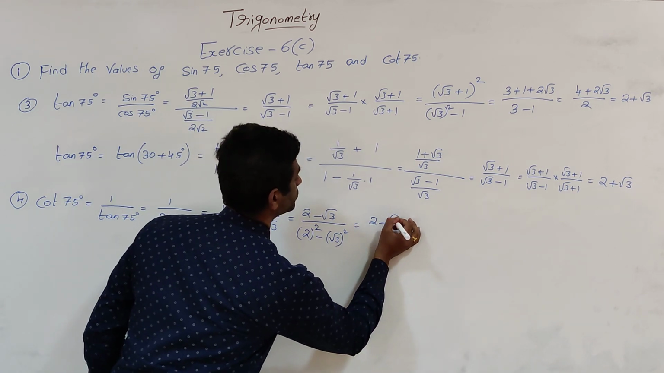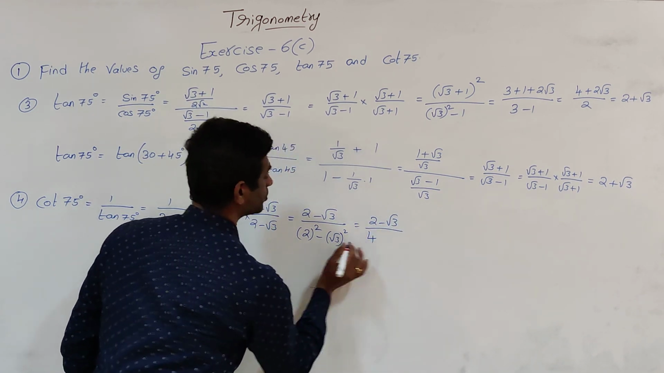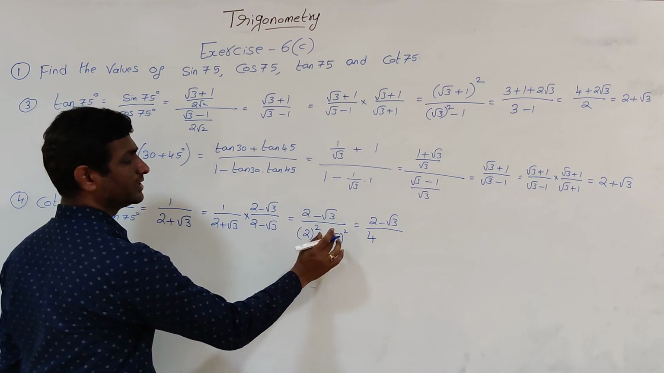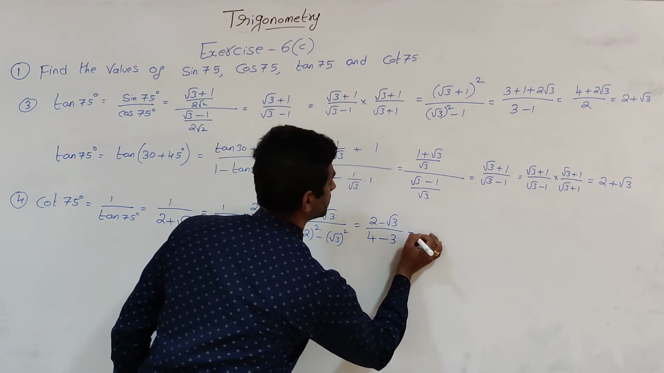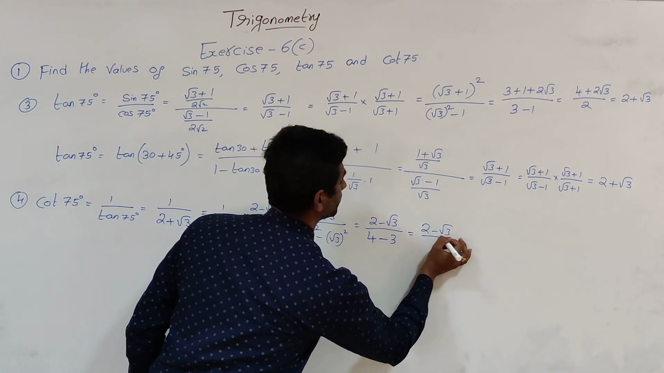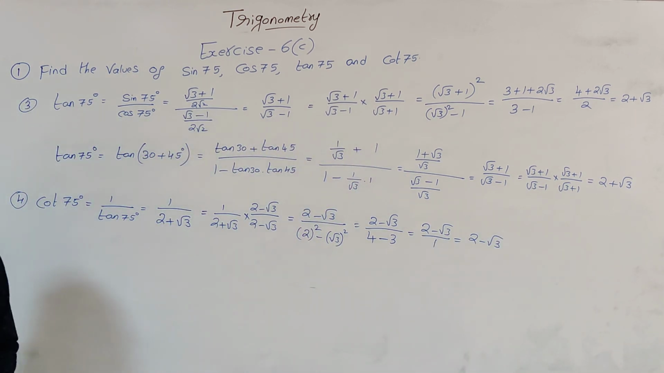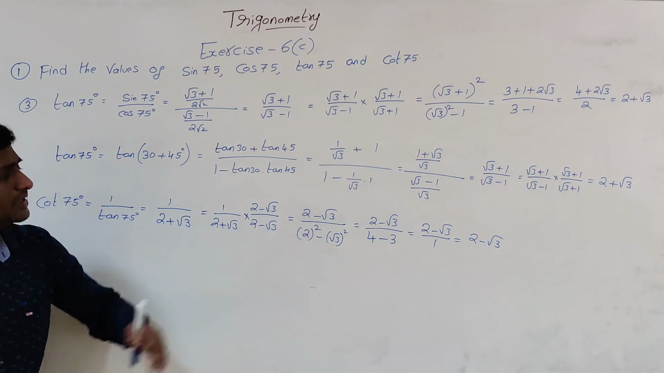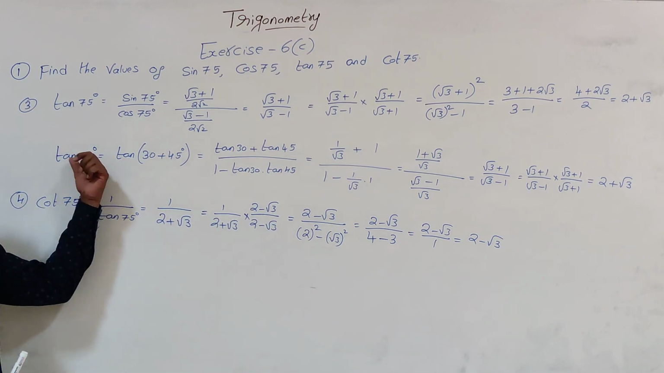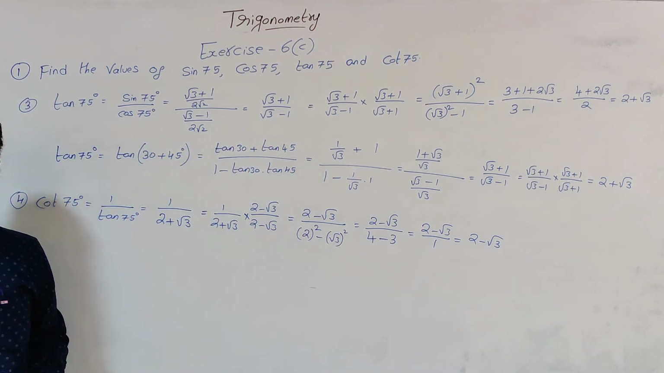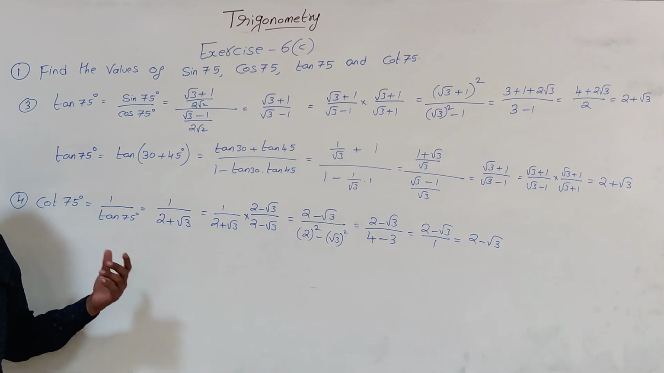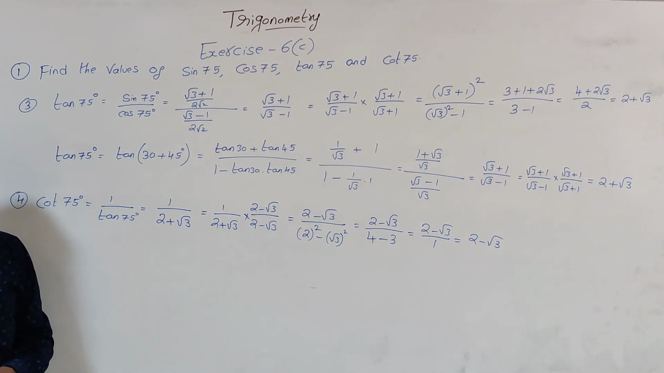So 2 minus root 3 by 4. 2 square is 4 minus root 3 whole square is 3, minus 3. So 2 minus root 3 by 1. That gives 2 minus root 3. So cot 75 is 2 minus root 3, and tan 75 is 2 plus root 3. So these are the trigonometric ratios for 75 degrees.